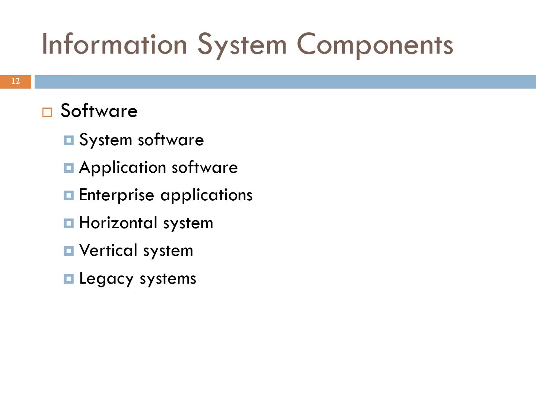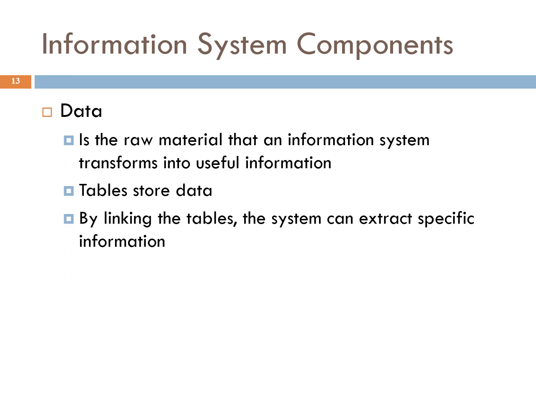Software, here are different types of software, so that you know that when you say software, it can be various types of software. Data, as we have mentioned just now, is the raw material that will be processed to become information, and information can be used for decision making.